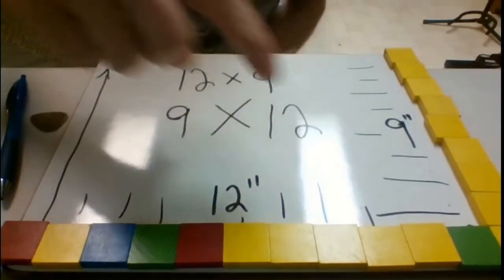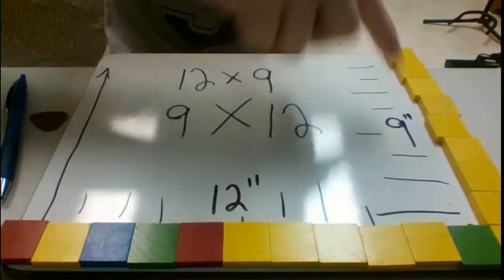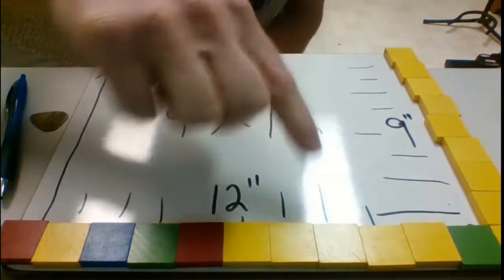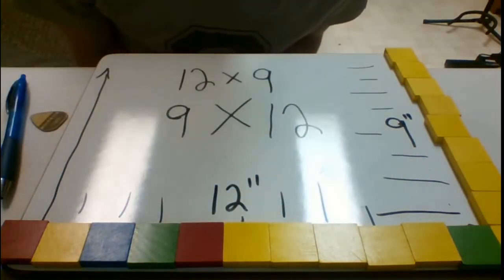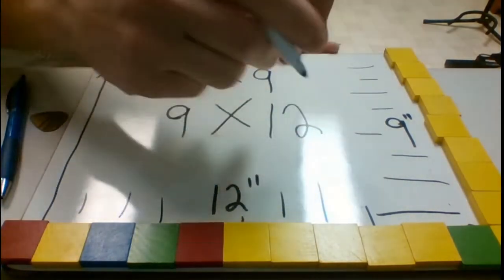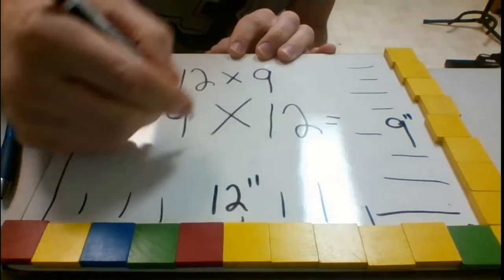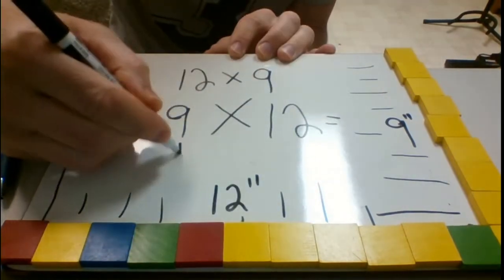Okay, 9 groups of 12. We look at our board. 9 groups of 12. If we put 9 groups of 12 on this whiteboard, it'd fill up the entire whiteboard of tiles. 9 groups of 12 equals 108.